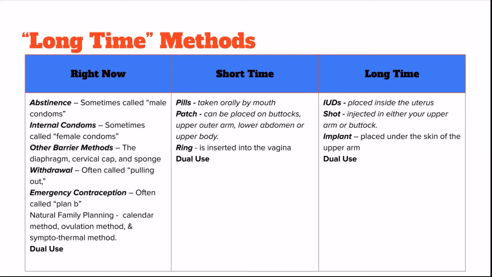Finally, we have the implant method. The implant method consists of 6 matchstick-sized capsules that contain a synthetic hormone that prevents ovulation. This method requires surgical implantation beneath the skin in either your upper arm or your bottom. This method has a 99% effectiveness rate.